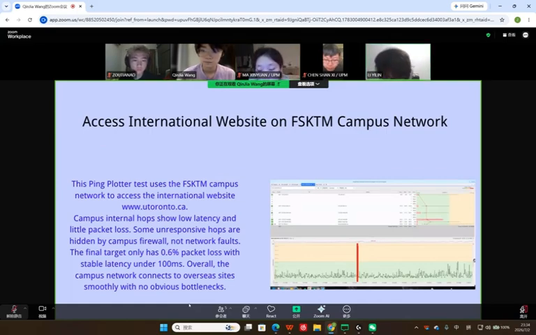Today I will explain our multi-scenario network test results from 5 different test scenarios. First, let's start with the campus network. We ran a 10 minute test pinging Google DNS.